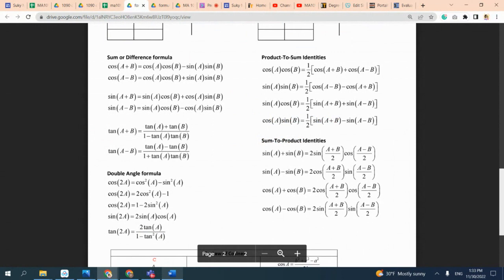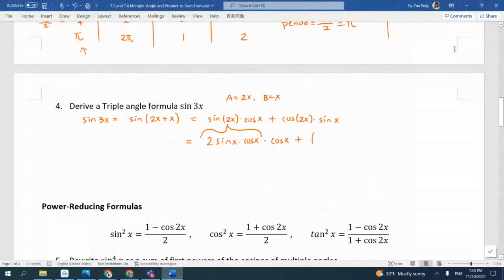You can use any of these. They're correct. So let's use 2 cosine squared minus 1. So this is the cosine 2x. And then don't forget the sine x. So far, so good, everybody? You see, this is 2 sine x cosine x squared. And then when you distribute, you get 2 cosine squared times sine x, and then minus sine x.